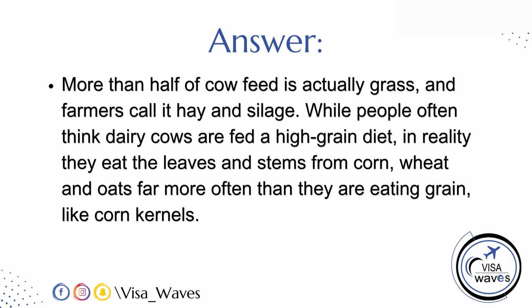More than half of cow feed is actually grass, and farmers call it hay and silage. While people often think dairy cows are fed a high-grain diet, in reality they eat the leaves and stems from corn, wheat and oats far more often than they are eating grain, like corn kernels.